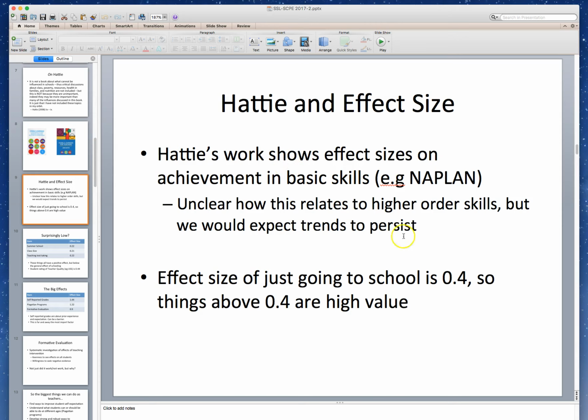Important thing to keep in mind is this effect size of 0.4. Right? So if something is getting 0.4 effect, it's basically just the effect of going to school. So if you turn up to school, you're likely to have an impact on your learning. So things above 0.4 are more than just turning up.